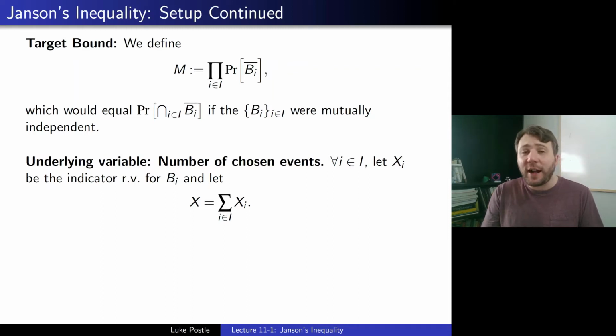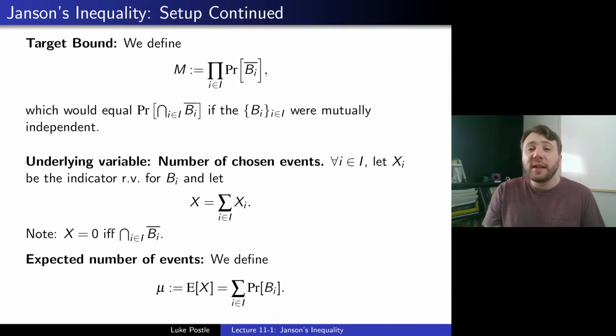So for every i in I, we let x_i be the indicator random variable for B_i. That means it's a 1 if B_i happens, that is all of the elements of A_i are chosen, and a 0 otherwise. And we'll let X be the sum of these. So X will count the number of subsets we ended up capturing with our random set. And we know that X is 0 if and only if none of the subsets are captured, so none of the B_i happen.